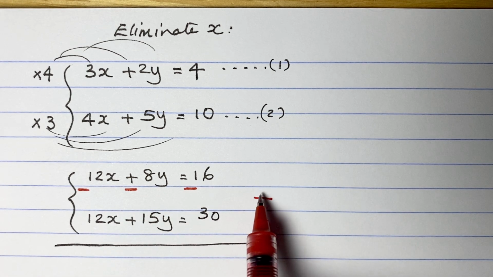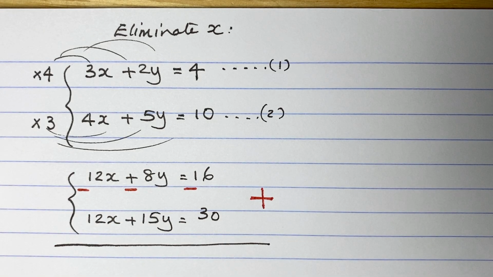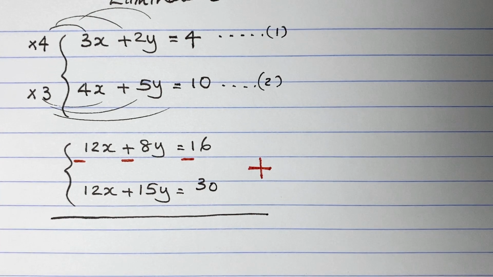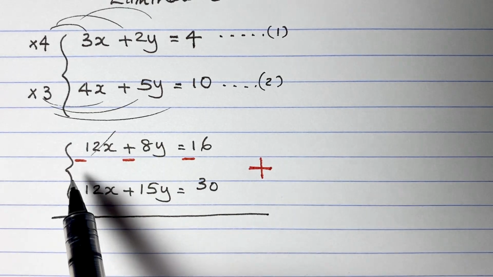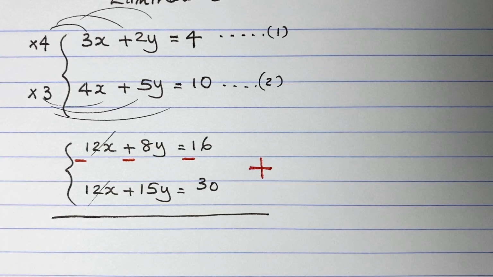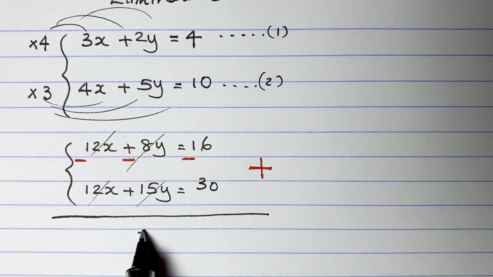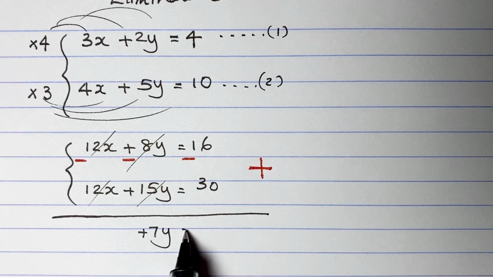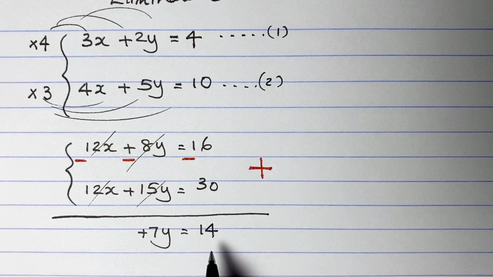Then I'm going to add now. So I never take away. My takeaway is changing the signs and adding. With this method, you make less mistakes because you can see what you're doing rather than doing it mentally. Minus 12x plus 12x, no x. Minus 8y plus 15y, that's plus 7y. Minus 16 add 30 is 14.